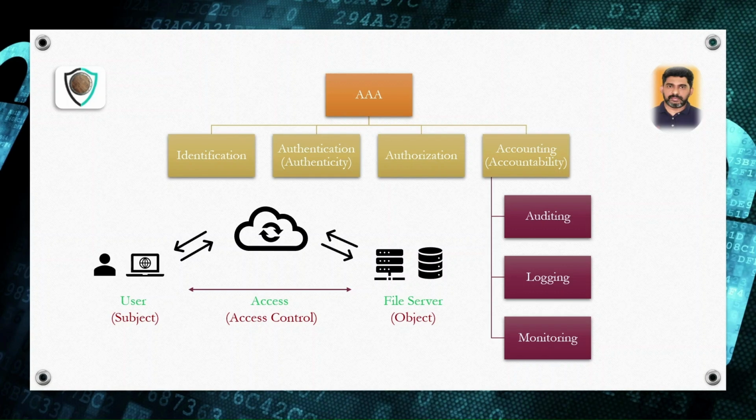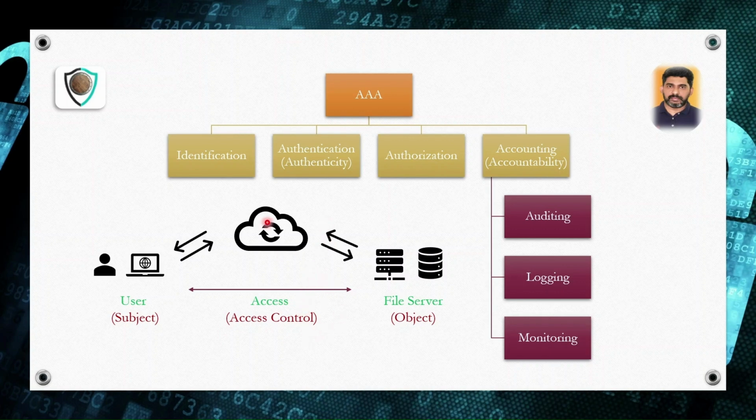Now, let us see what is access control. To understand access control, let us just refer to the diagram that is given here. Here we have a user who's called a subject, and this user is trying to access some files on a file server. So the file server is the object. When a subject is trying to connect with an object, there is a flow of information between the subject and the object. This flow of information is termed as access. And the mechanisms that we put in place to control this flow of information is termed as access control.